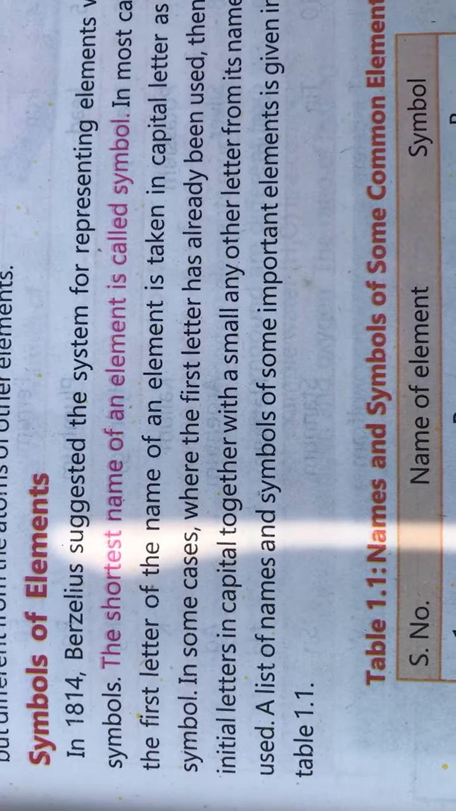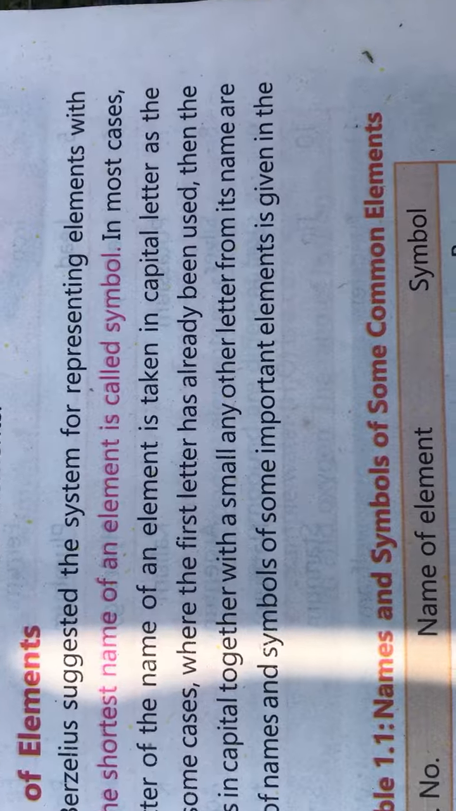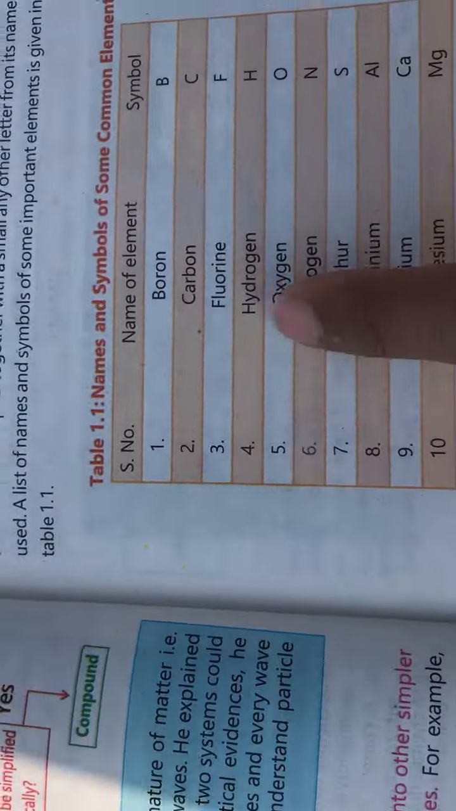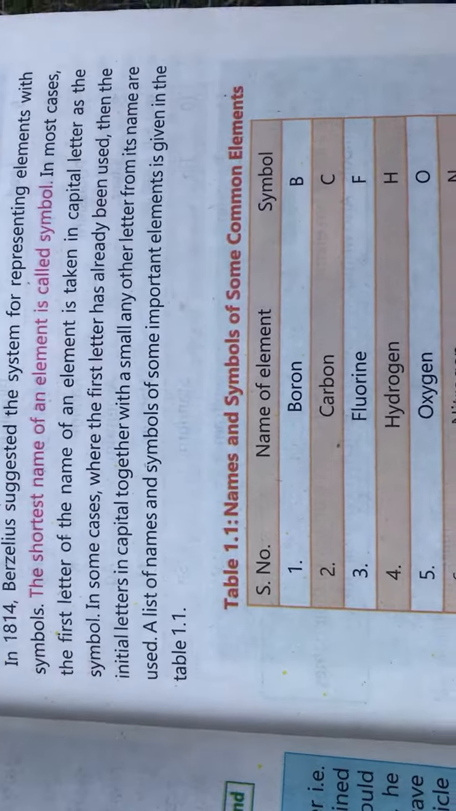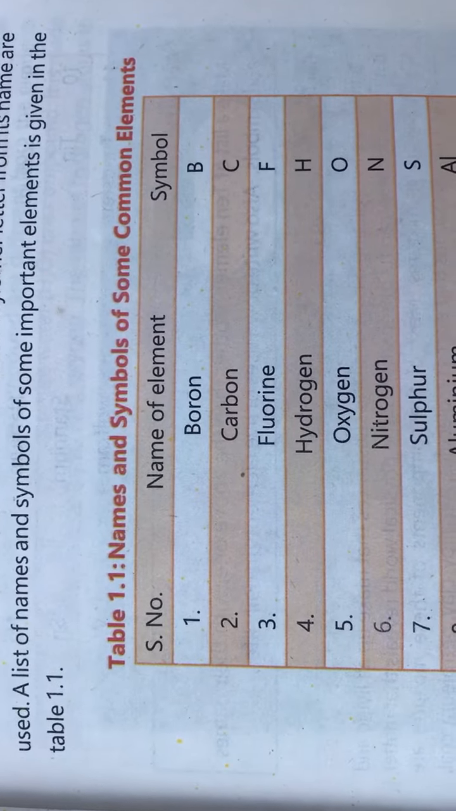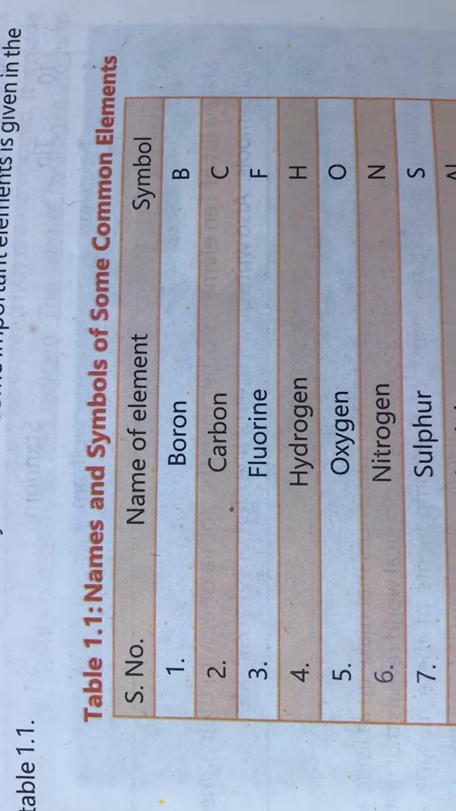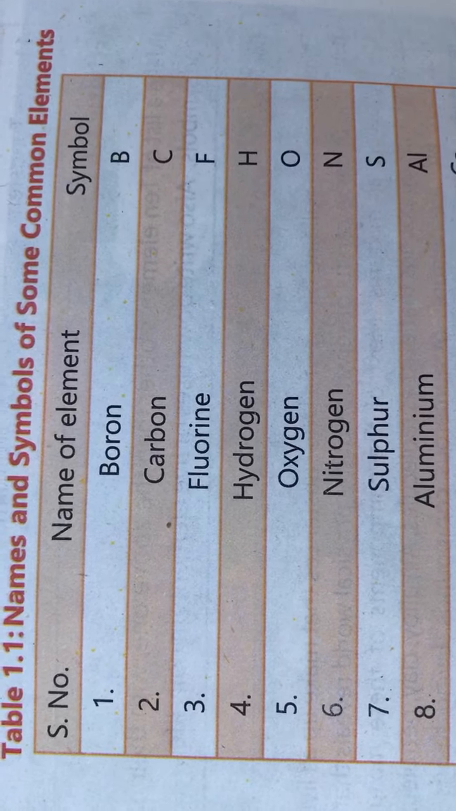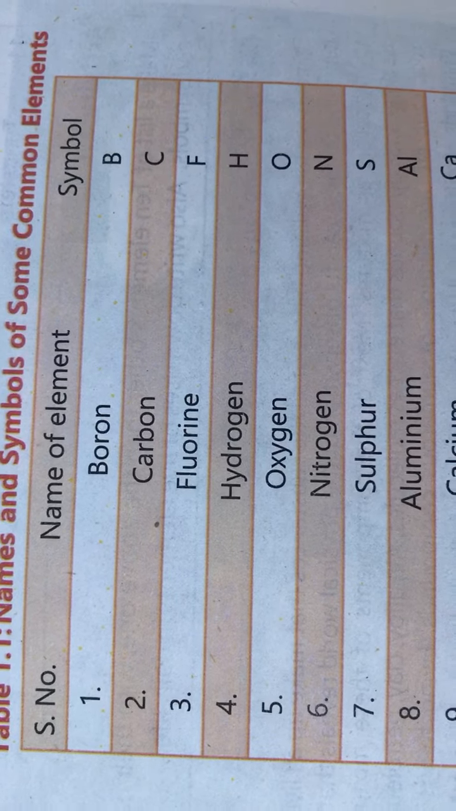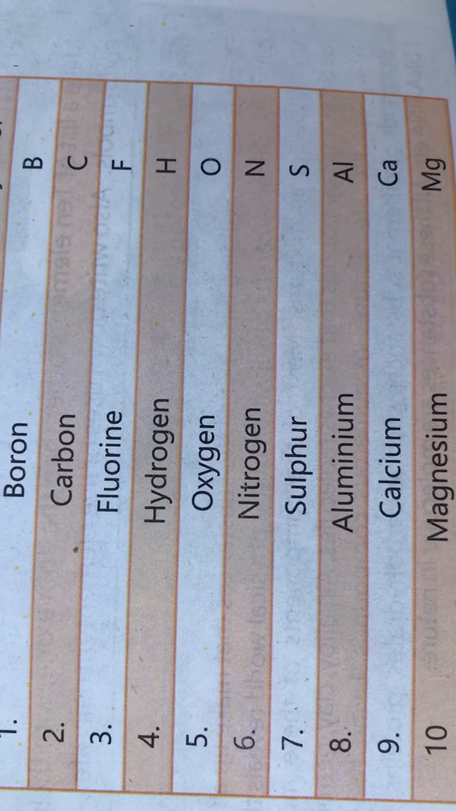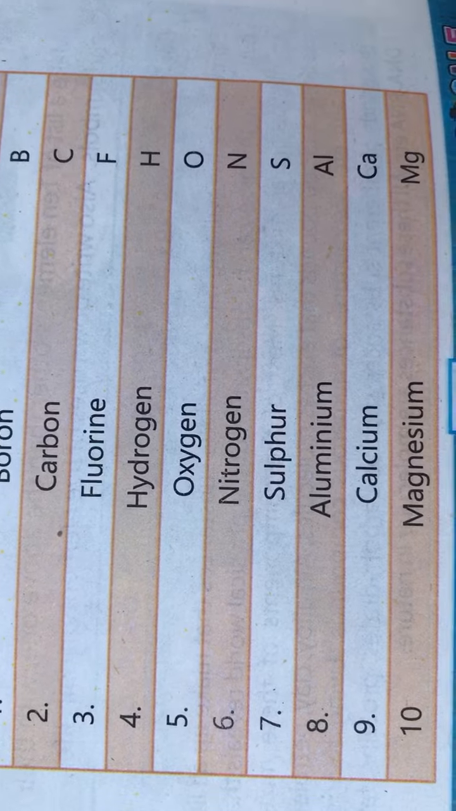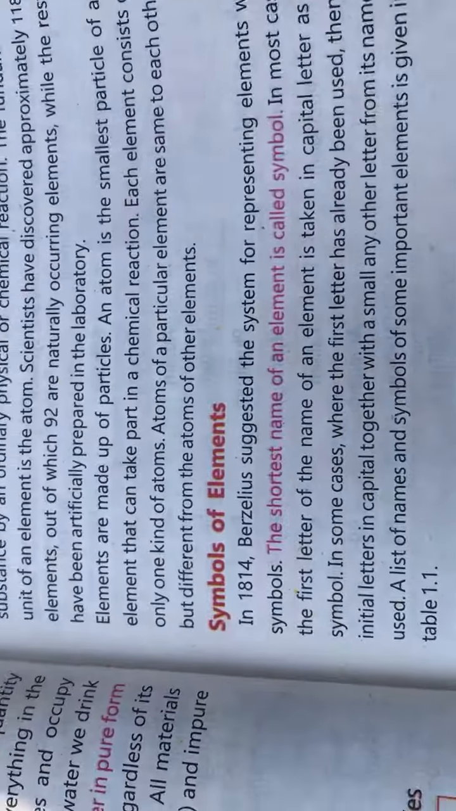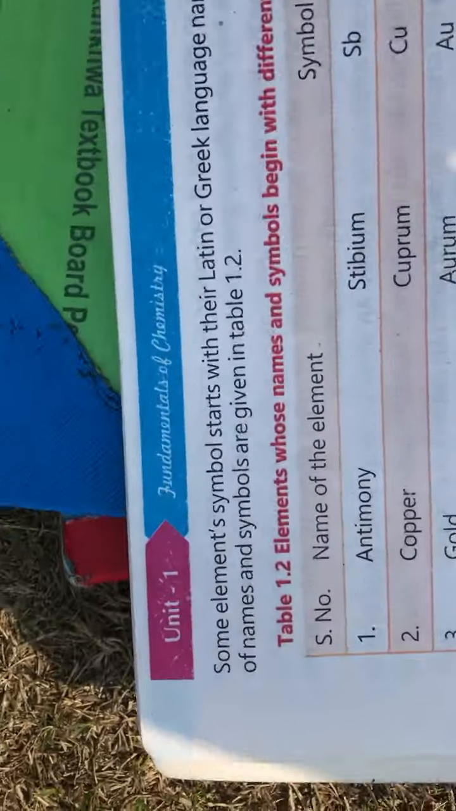A list of names and symbols of some important elements is given in Table 1.1. These are the names of elements and these are the symbols. For example, boron, its symbol is B. Carbon, its symbol is C. Fluorine, F. Hydrogen, H. Oxygen, O. Nitrogen, N. Sulfur, S. Aluminium, Al. Calcium, Ca. Magnesium, Mg. These are the examples as we have shown.